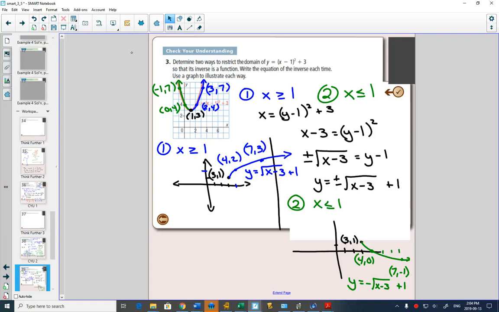All right, questions for practice on this are 10 and 12. For organization, it's nice to keep your two solutions separate, your two restricted domains, and you're restricting the domain of your original function separate and drawing the graph separate.